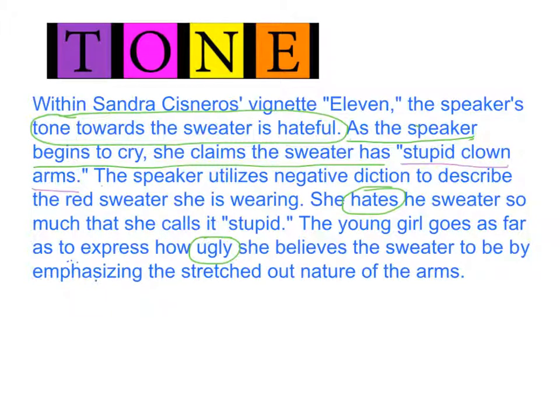Finally, we analyzed the speaker's tone or attitude towards the red sweater. We decided that the tone was hateful. We pulled out the direct quote, "stupid clown arms," which was imagery for the sweater. We then described how that quote proved our inference correct.